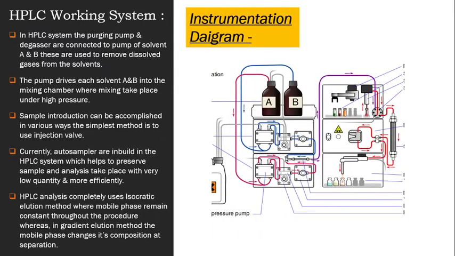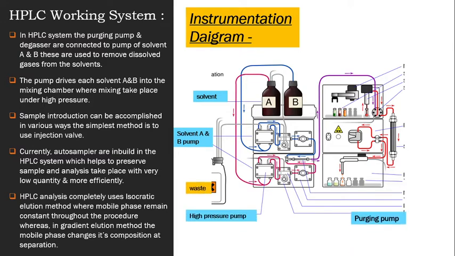This is the instrumentation diagram shown. As we discussed in the previous slide, there are two solvents, A and B. One is volatile, the other one is non-volatile. Below the solvent reservoir, there are two pumping stations individually for A and B. In the HPLC system, the purging pump and degasser both are connected to the pumping solvent system A and B, where they are used to remove the dissolved gases from the solvent.